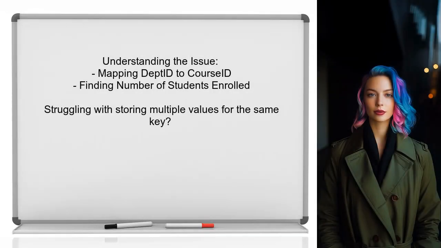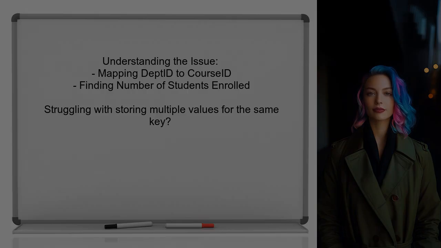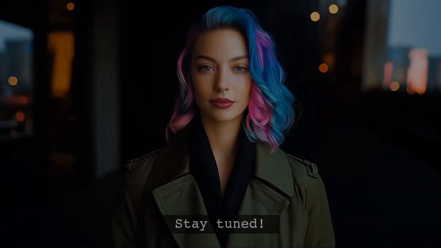So what's the issue here? The user is trying to create a mapping between department IDs and course IDs to find out how many students are enrolled in each course. However, they are struggling with how to store multiple values for the same key in a dictionary. Let's break this down and stick around.